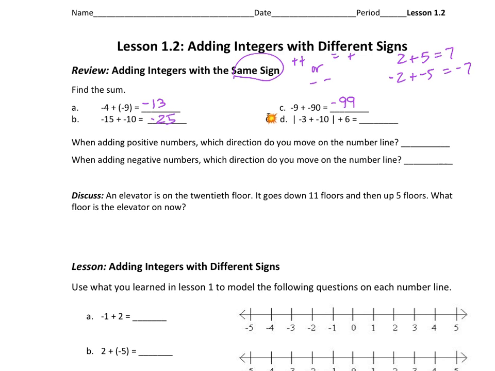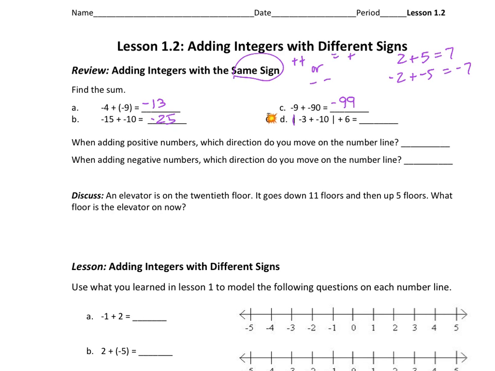Okay, so I have written in the answers for A through C. So A, negative 4 plus negative 9 is negative 13. Letter B, negative 15 plus negative 10 is negative 25. Letter C, negative 9 plus negative 90 is negative 99. And then letter D, I wanted to do with you.